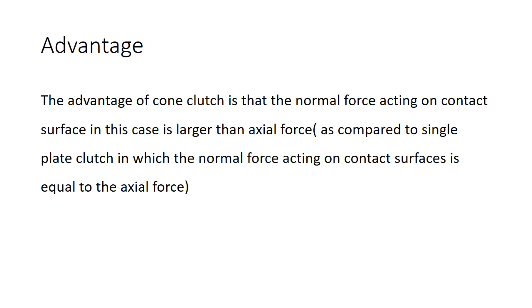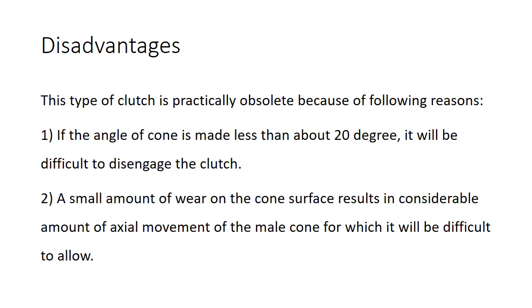Advantage. Here we have discussed the advantages of the cone clutch. The advantage of the cone clutch is that the normal force acting on the contact surface is larger than the axial force, as compared to the single plate clutch, in which the normal force acting on the contact surface is equal to the axial force. That is the very important point.